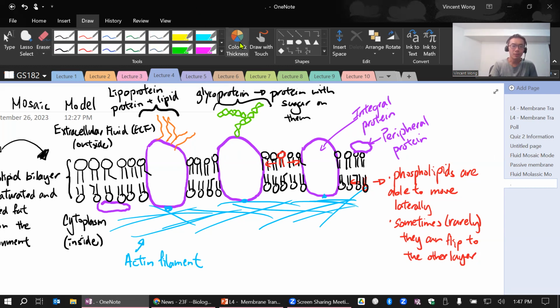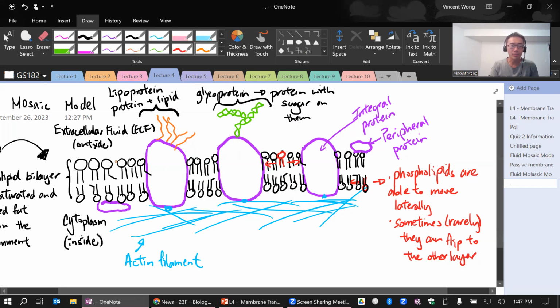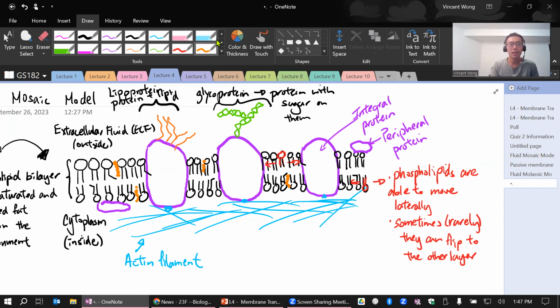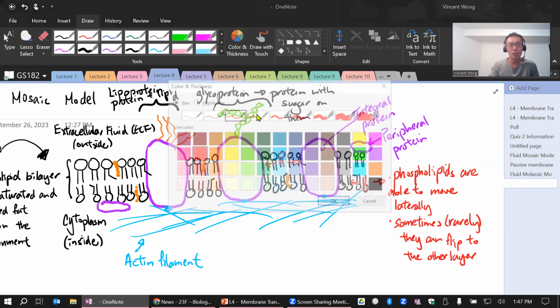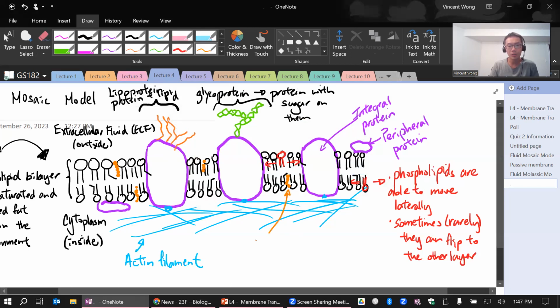All right. One last thing that we're going to add to this amazing picture. We're going to have these molecules that are inserted between the phospholipids. And those are the cholesterol. The function of cholesterol is to help maintain fluidity.